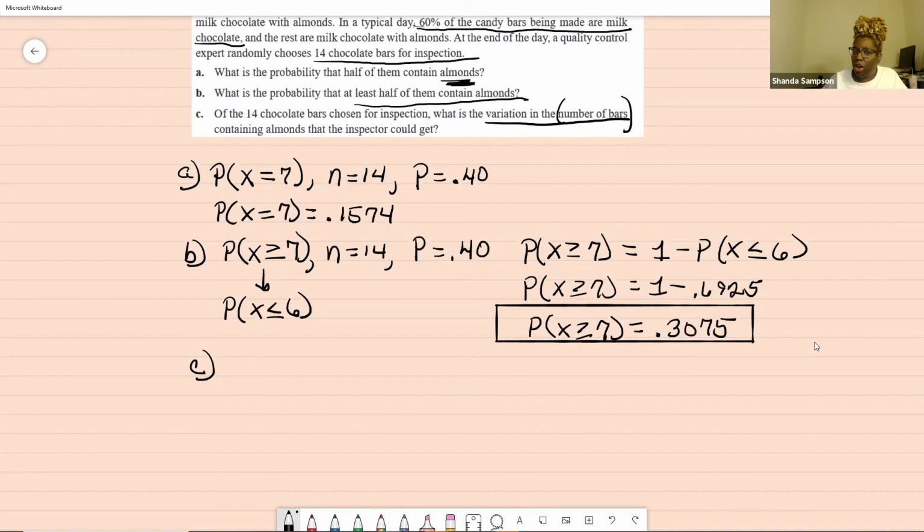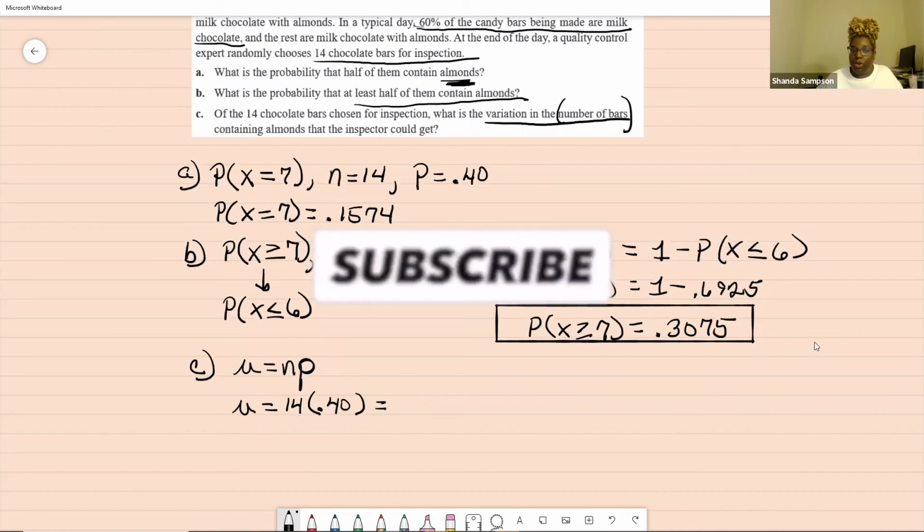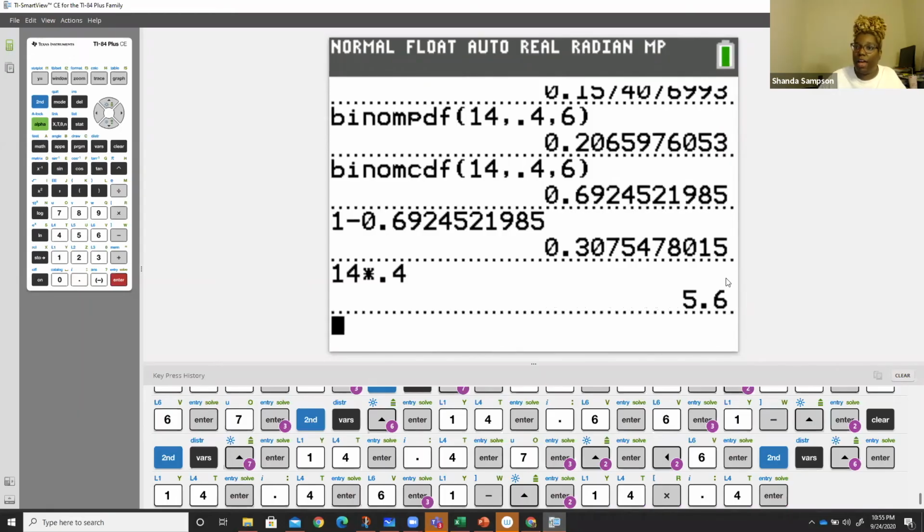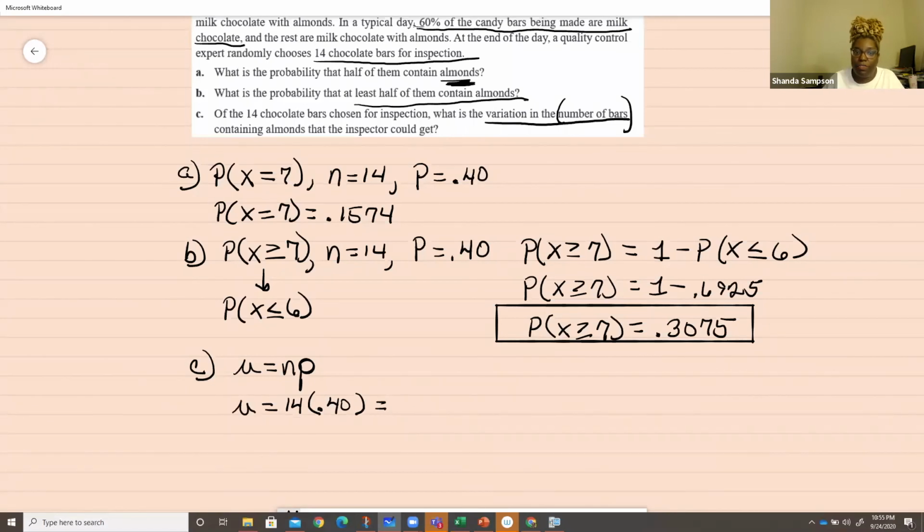So we need to start off with the mean. The mean is going to tell us the middle value of bars, and plus and minus the standard deviation is going to help us determine our number of bars. So the mean is equal to n times p. n is 14. P, since we're talking about almonds, is 0.40. So 14 times 0.40 gives you 5.6. So your mean is 5.6.